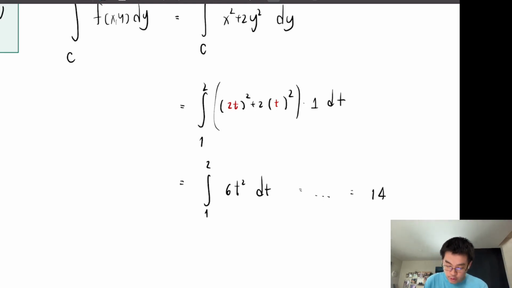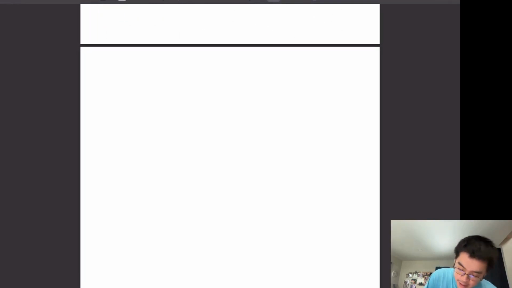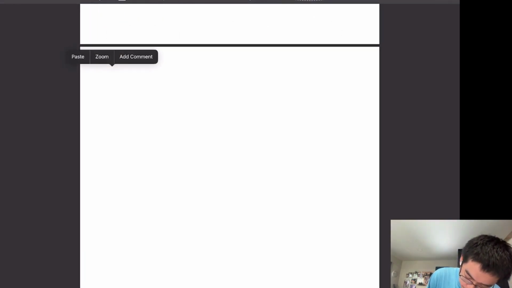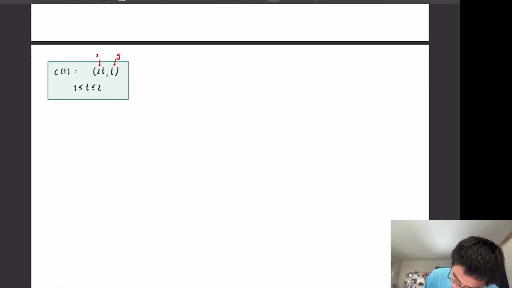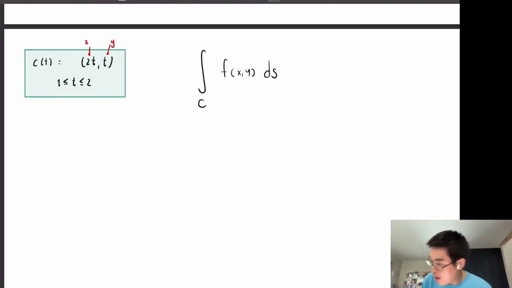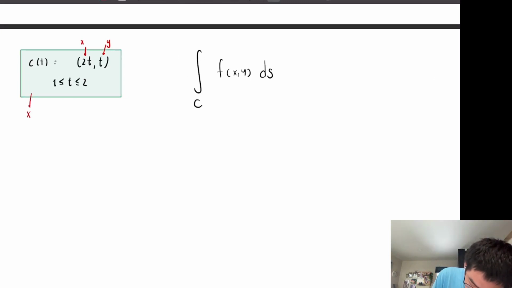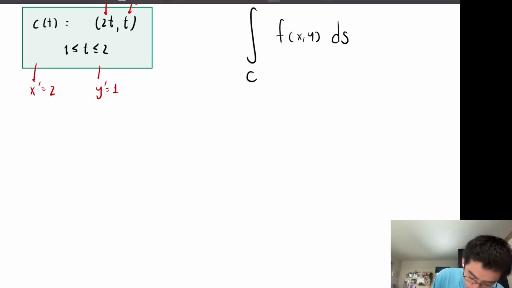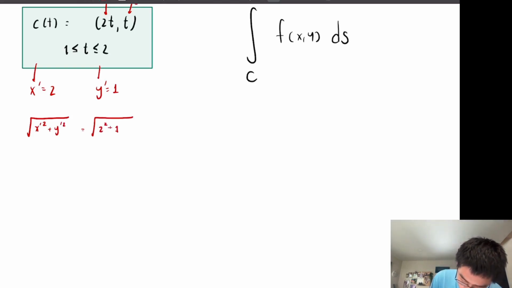All right, wonderful. Let's do the last one, which is ds. So here's what we're going to do. x prime equals 2, y prime equals 1. For ds, we need to use both. We need the square root of x prime squared plus y prime squared, which equals the square root of 2 squared plus 1 squared, which is root 5.